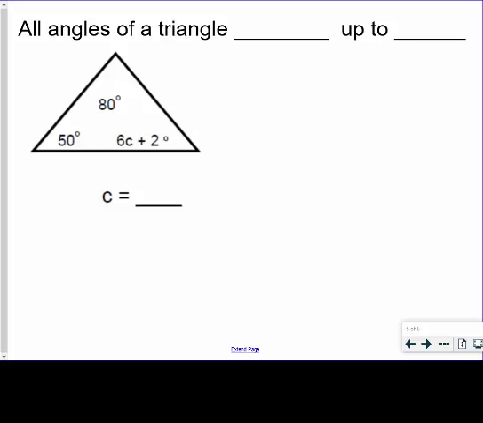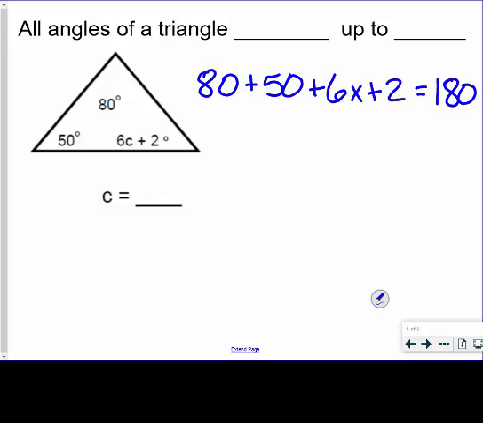So there are three different ways that we can write this. It doesn't really matter how we get over there. What's one angle? 80 plus 50 plus what's another angle? 6x plus 2. 6x plus 2 equals 180. Alright. That's a whole lot less.